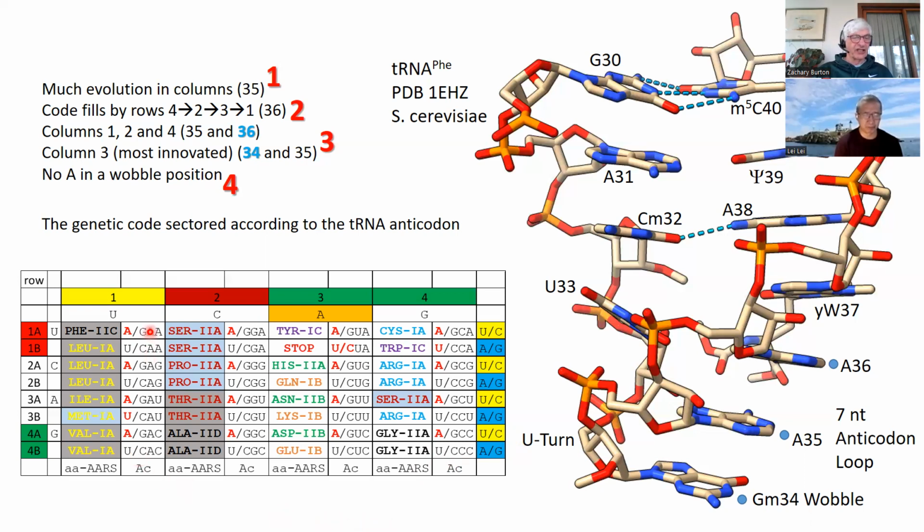Okay, so this is the anticodon, and this is the aminoacyl tRNA synthetase, the enzyme that charges the tRNA with amino acid. This is the amino acid. You can see these are all hydrophobic amino acids, and these are all 1A aminoacyl tRNA synthetases, so related enzymes for charging related amino acids, and that's all in column 1. So that's lots of evolution in columns. That's evolution around the 35 base.